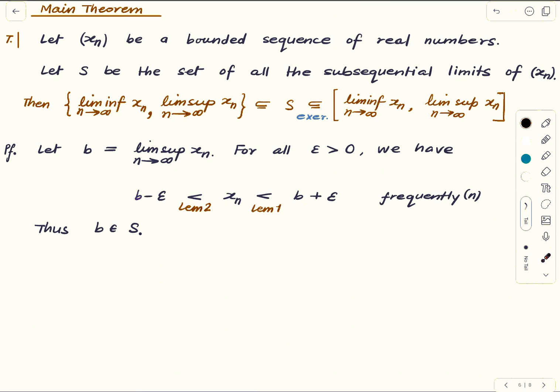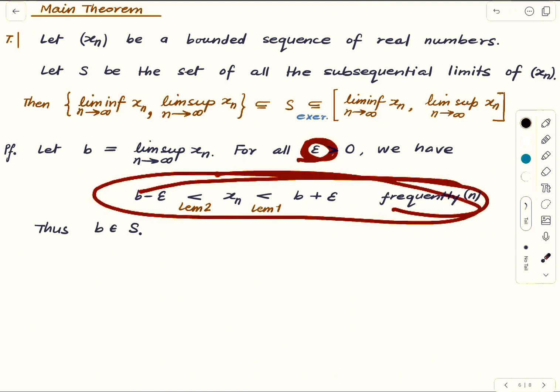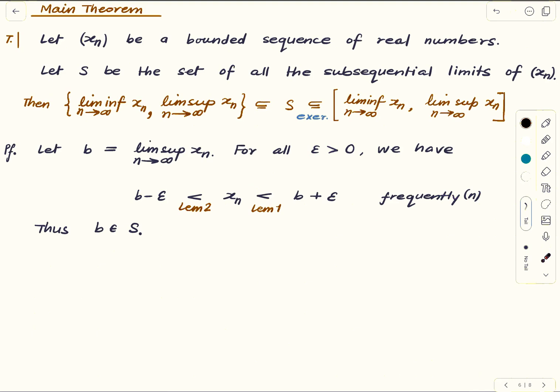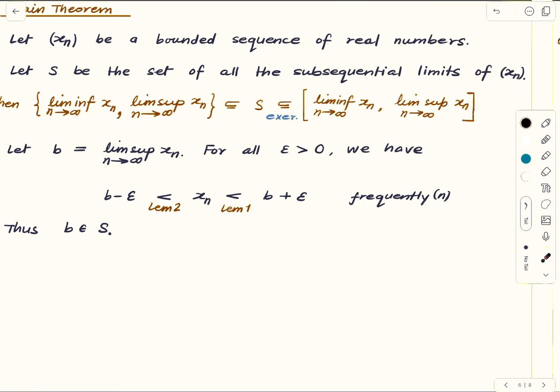So if that didn't make sense, just take it as an exercise. This statement that for all epsilon greater than 0, this happens frequently implies that there is a subsequence of xn which converges to b, and that gives us that b is a subsequential limit, and hence lim sup is a subsequential limit. Similarly, lim inf is a subsequential limit, and this inclusion is an exercise. Fine, so we have proven this theorem, and let's look at a corollary which we had proven earlier.